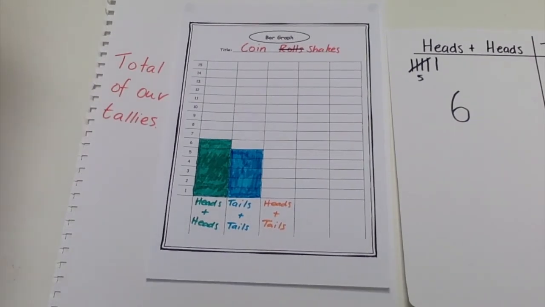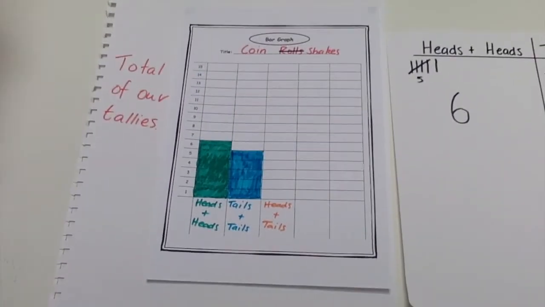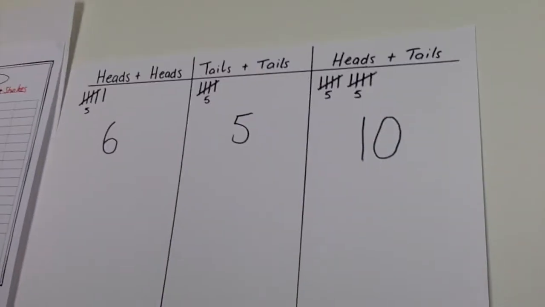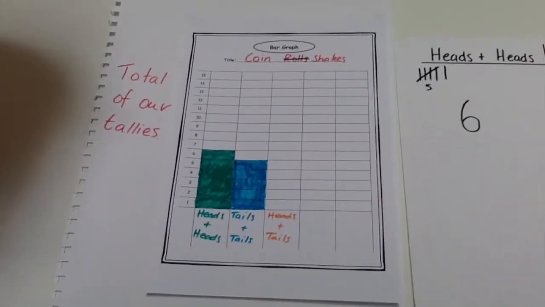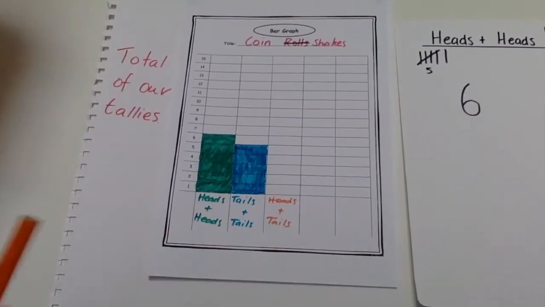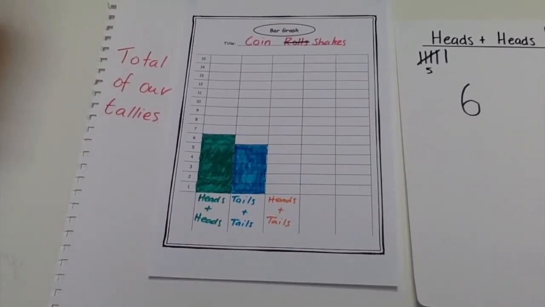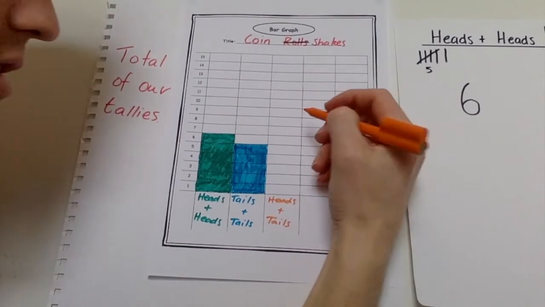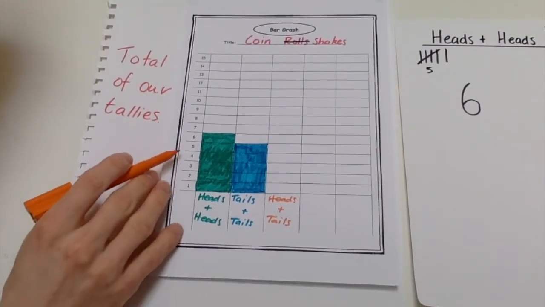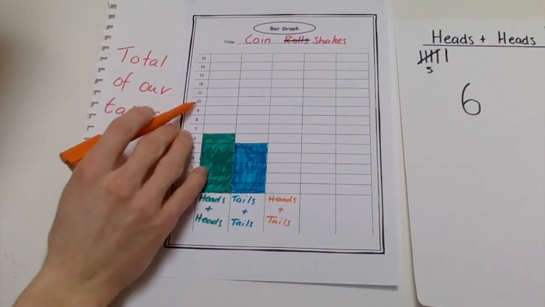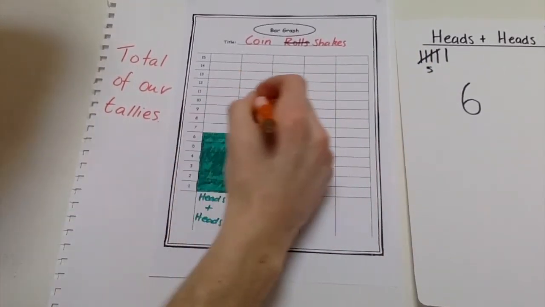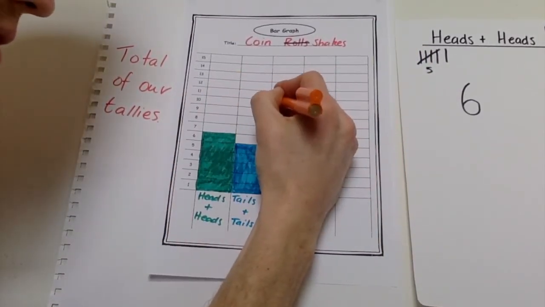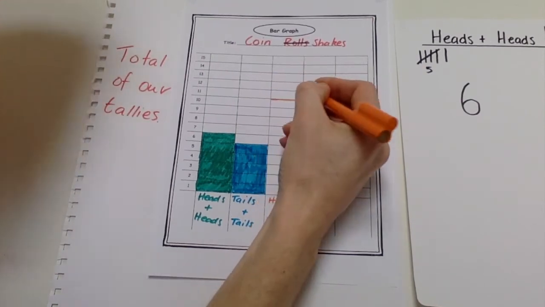Okay? So next one, we had a result, our tally of 10. Whoa. So that's going to be a lot. So our heads plus tails was 10. So it's going to go all the way up to here. Okay, so you need to line them up, okay, with 10. So I'm going to start with this one here, okay? Alright.